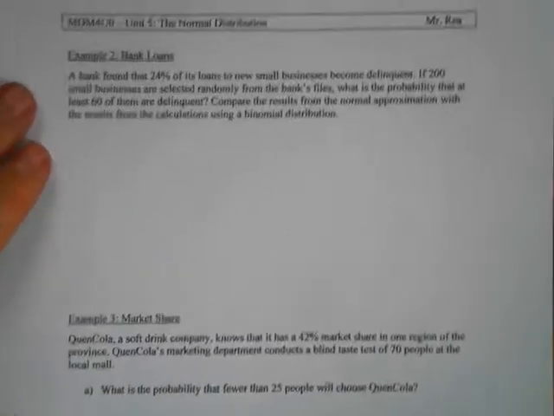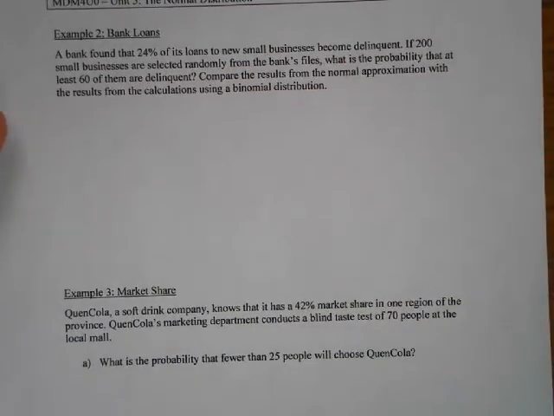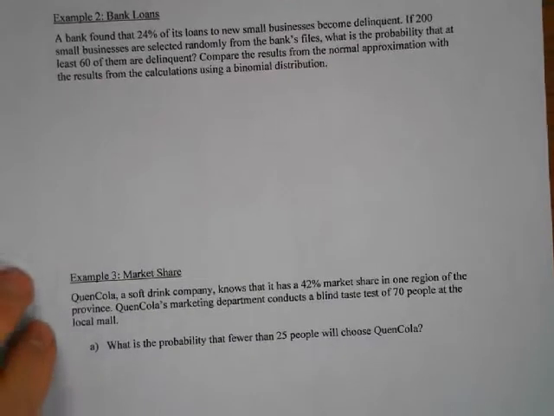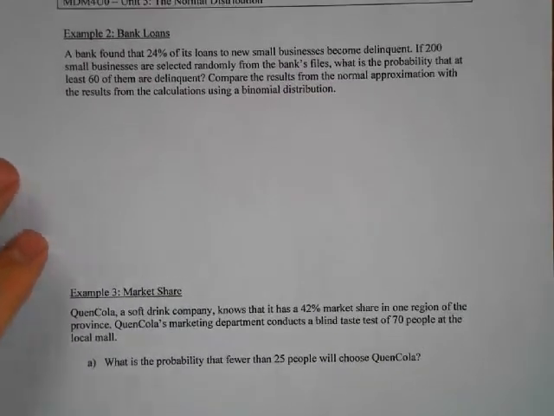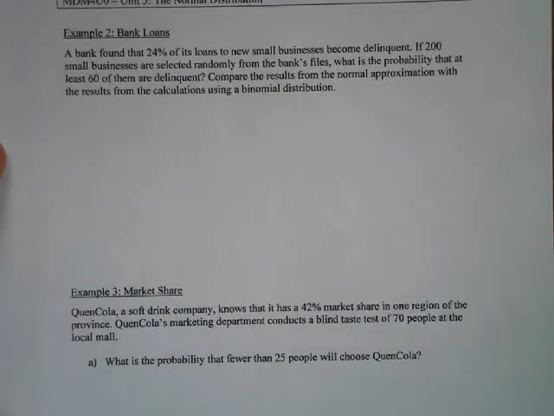Okay, I'll do a couple more examples just to get the hang of this. All right, a bank has found that 24% of its loans to new small businesses become delinquent. That means they're not paid. If 200 small businesses are selected randomly from the bank's files, what's the probability that at least 60 of them are delinquent? Okay, and it's got a comparison here, which we're not going to do, but we'll talk about.